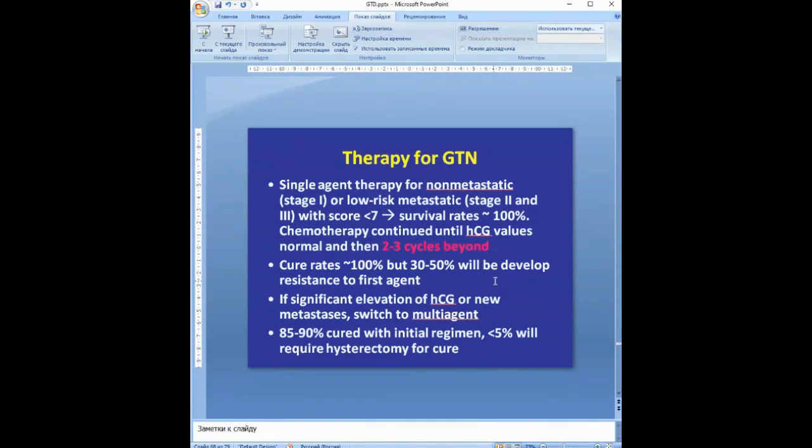From these, 85-90% are cured with the initial regimen. Less than 5% will require hysterectomy for cure.